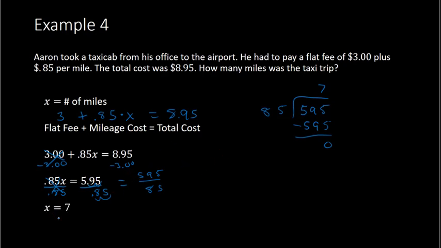So therefore, the trip was 7 miles long, because x was miles. And I can double check by plugging numbers back in. If I plug a 7 back in for x, I'd have 3 plus 0.85 times 7, which would indeed equal 8.95. So therefore, the trip was 7 miles.